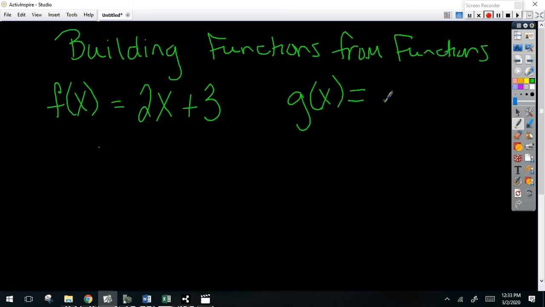I'm going to define some functions here. And so when we talk about building functions from functions, we're going to take what we're given here, do some things, maybe add them, subtract them, multiply them, and make brand new functions from them. And then we're going to talk about the domain of our brand newly formed functions. All right, so let's say, for instance, this is my function.